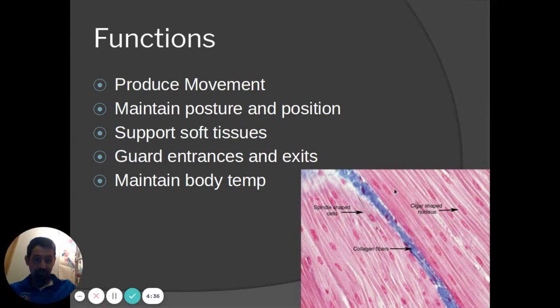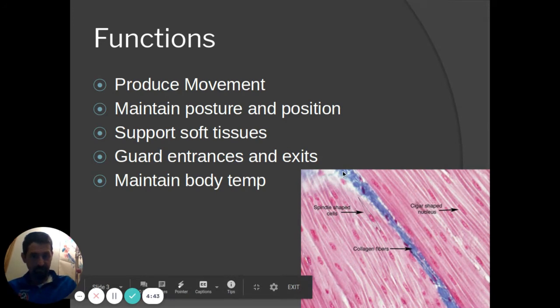So here you can see some muscle fibers right through here, and there are the nuclei in them. There's some connective tissue in between them, which we'll talk about here in just a moment.